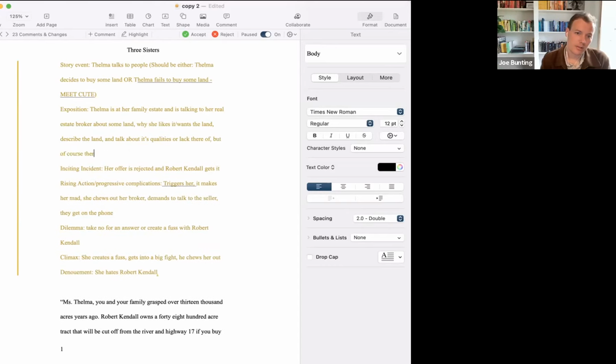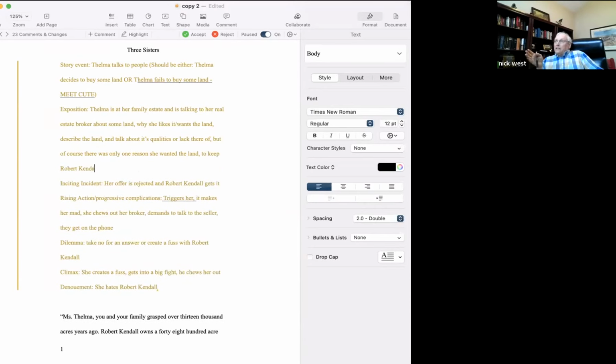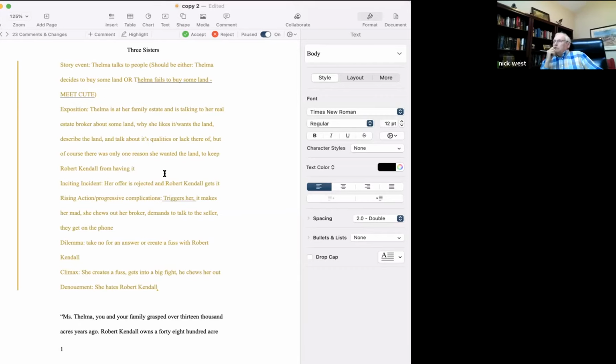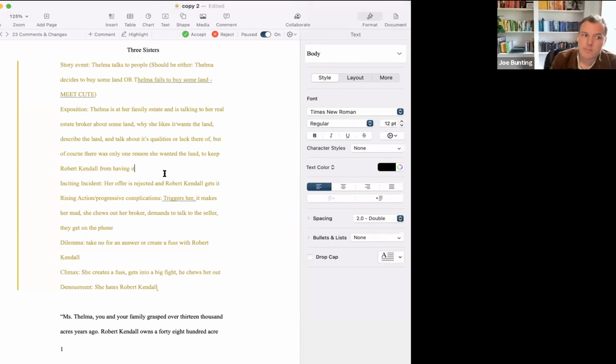But of course, there was only one reason she wanted it. Would you go and explain why she hates him at this point? Not yet. I wouldn't. You could. I mean, these kinds of details are gold, right? They're dramatic gold. And sometimes you get more payoff by keeping them from the reader, hinting at them, than by sharing all your secrets. You want to entice the reader a little bit and play with it. So I wouldn't share it until later. I would hint at it for sure.